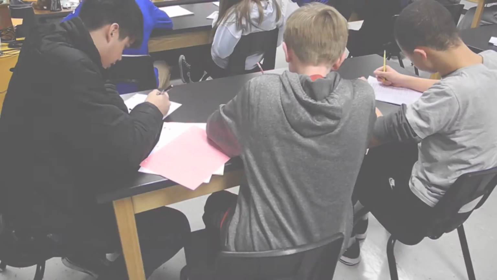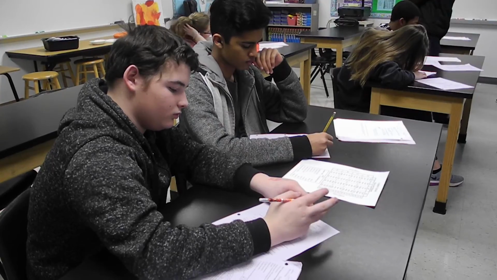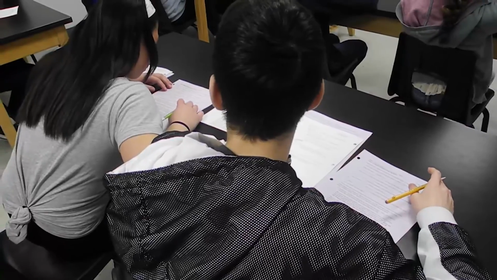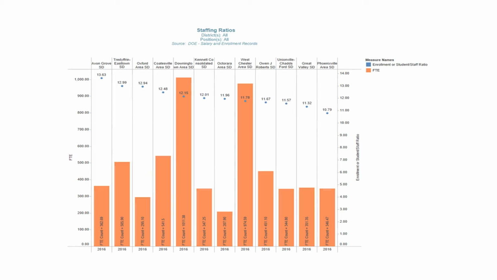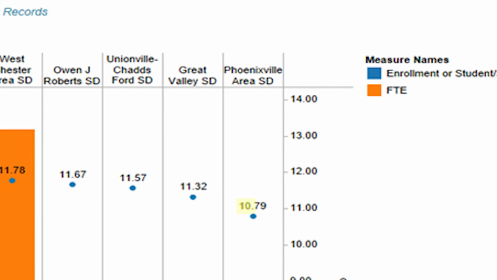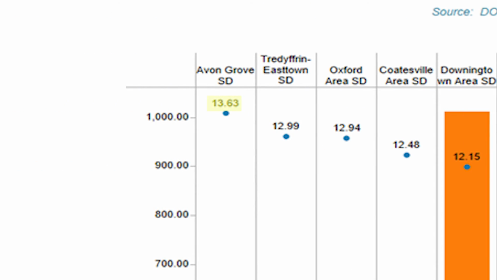Since we know that staffing is a cause of our higher per-pupil costs, we can look at information that helps us to better understand this factor. Data here is from the 2016 school year. This is a look at the student-teacher ratio for the 12 districts in Chester County. Phoenixville Area School District is the only district whose student-teacher ratio is lower than Great Valley's. Avon Grove's ratio is the highest in the county, with a correspondingly lower cost per pupil.